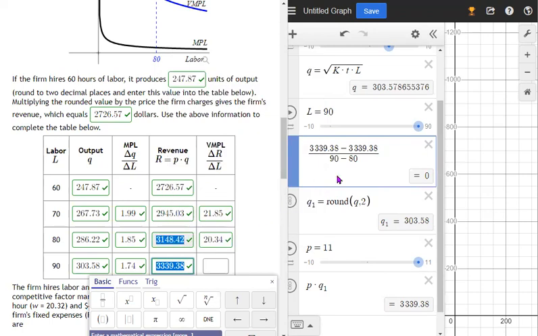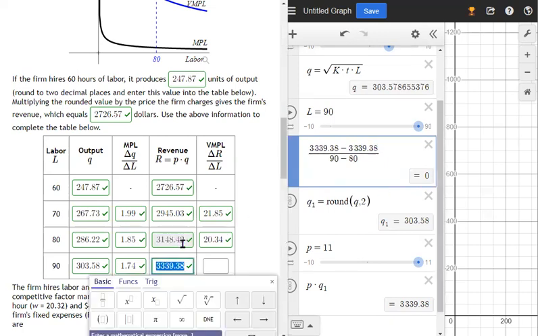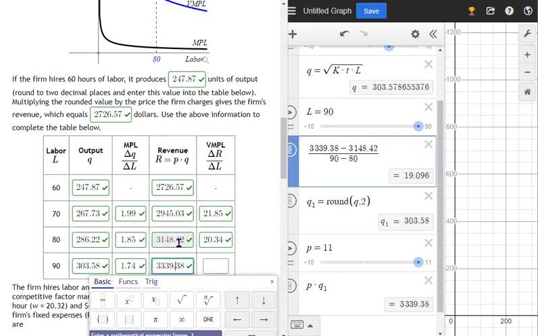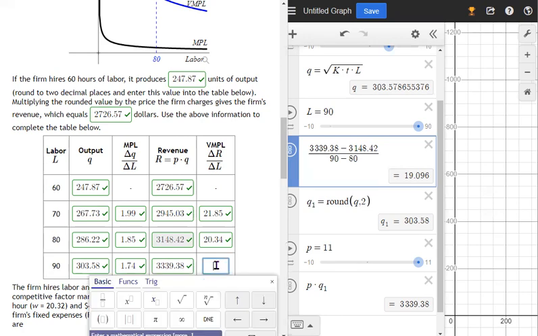It's really hard to copy and paste in my OpenMath. I guess I've got to just type it in then. 3148.42. Okay. So it's this difference here divided by this difference, right? And I get 19.10.